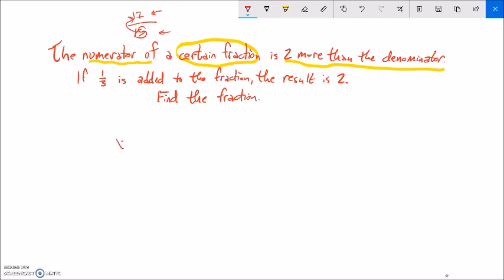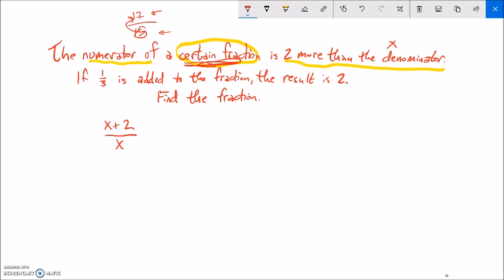So that helps us. Let's call that denominator x. The numerator is 2 more than it. So that means the numerator must be x plus 2. So there's our certain fraction right there. So that's a great start.